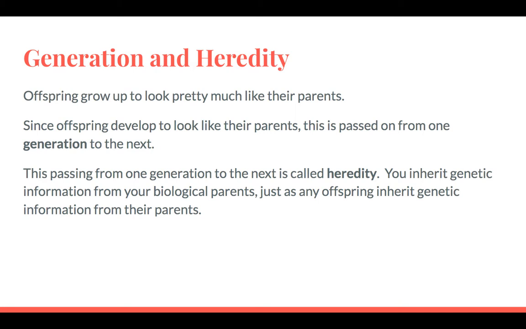So this passing from one generation to the next is called heredity. You inherit genetic information from your biological parents, just as any offspring would inherit theirs from theirs. So you get yours from your parents, and they got theirs from their parents, and they got theirs from their parents. And that's how it goes pretty much for anything that reproduces sexually.